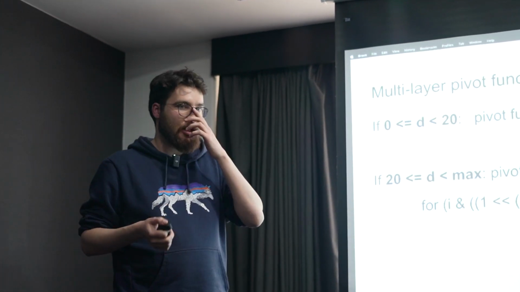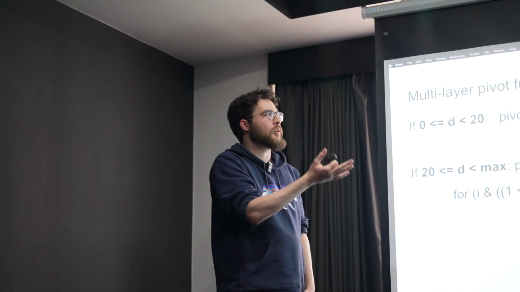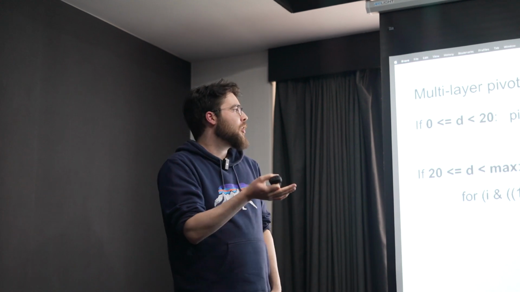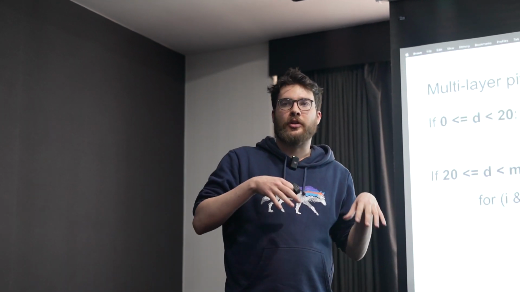So how does this look with Canon? We have a pivot function which takes a depth, and like Ben described, up until a certain depth, say 20 for about 1 million block hashes, we return a block hash. Past that, we can return a VM state.